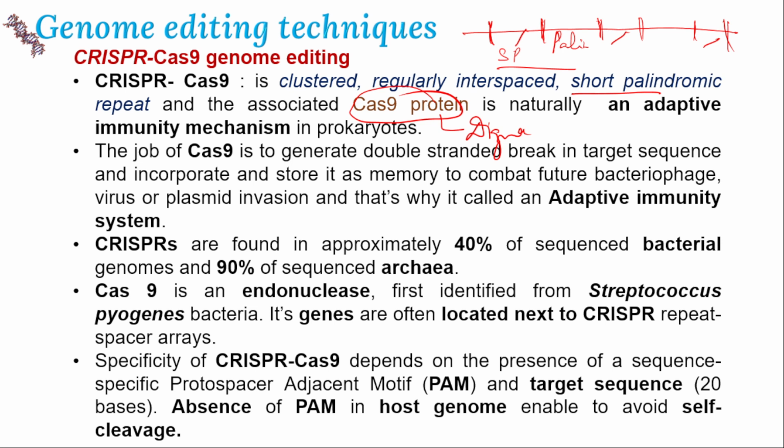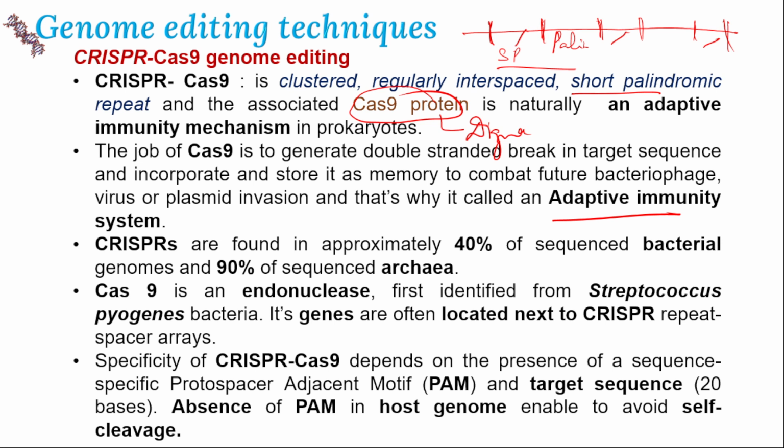Both CRISPR and Cas9 are present in bacteria. So it is an adaptive immune system. What is an adaptive immune system? Whenever some pathogen enters, a particular defense mechanism occurs against that, and then the organism acquires immunity against that pathogen. That is called adaptive immunity. Here CRISPR-Cas9 technology is adaptive immunity.